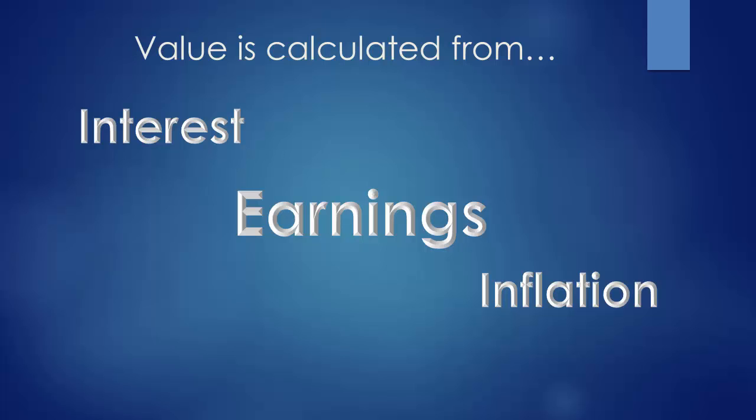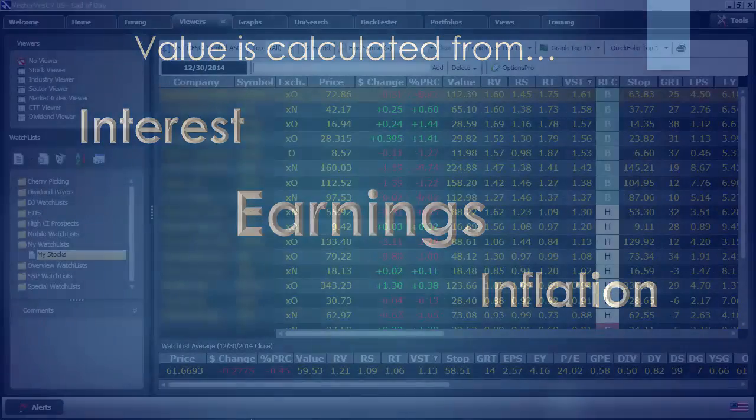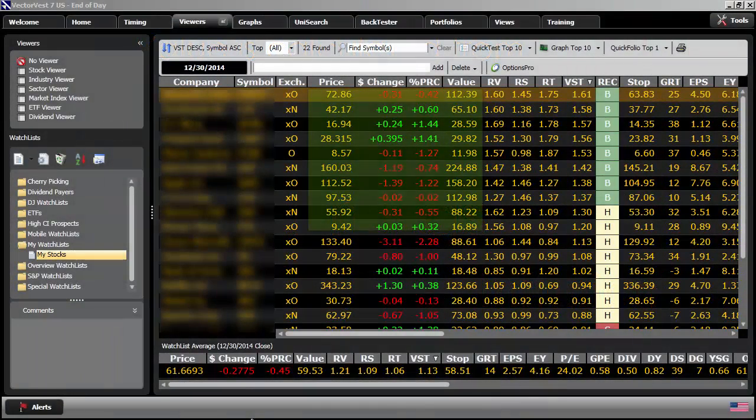So let's take a look at our watch list. Right away, we can pick out which stocks are bargains and which stocks are trading at a pretty high premium. If you're willing to pay a premium, that's fine. Those stocks can still go up. But now you can clearly see what you're getting into so you don't get blindsided.